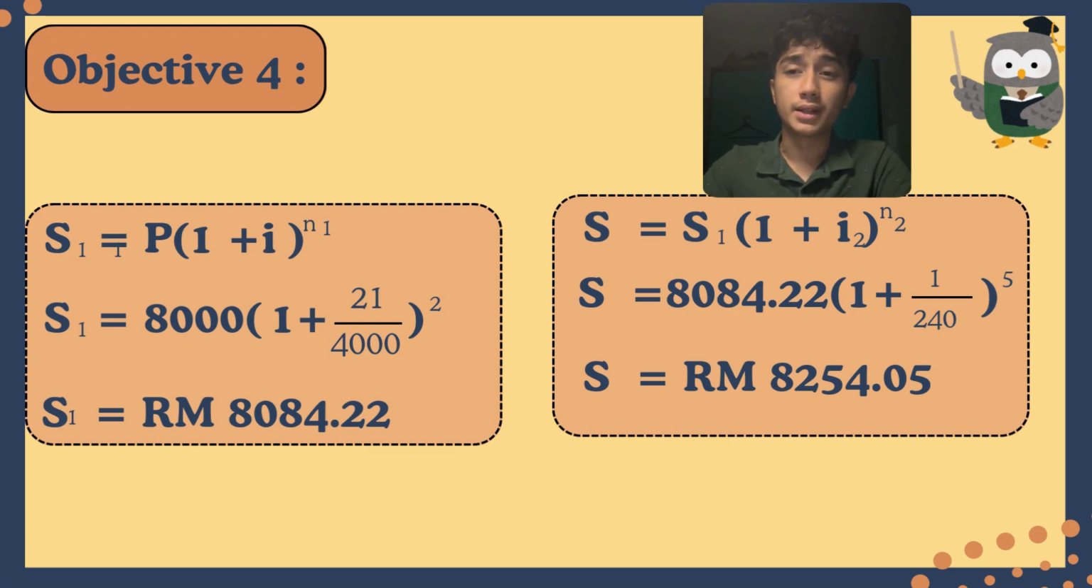So for the S, let's insert the value from before, which is S equals 8,084.22 cents open bracket 1 plus 1 over 240 close bracket to the power of 5. So the S will get the answer, which is RM 8,254.05 cents.